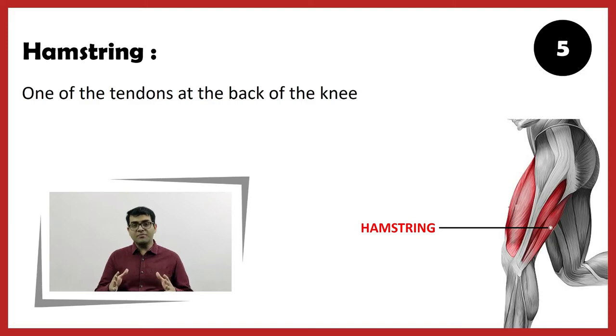Hamstring is the muscle at the back of your leg. Now I'm explaining the word hamstring in very plain language. I'm not an expert in biology, but I think you're getting the idea here. So hamstring is the muscle that runs along the back of your leg.